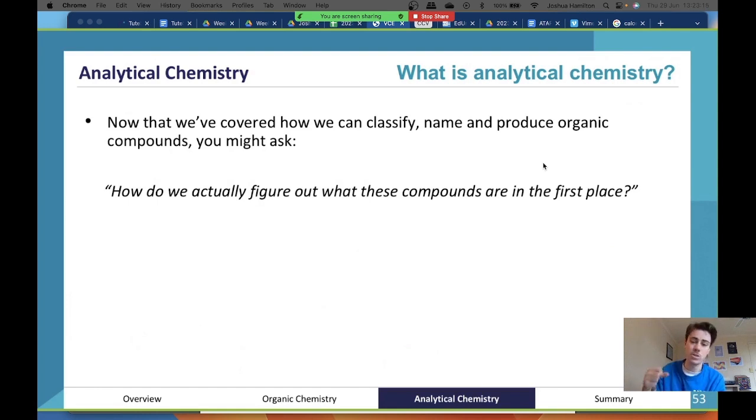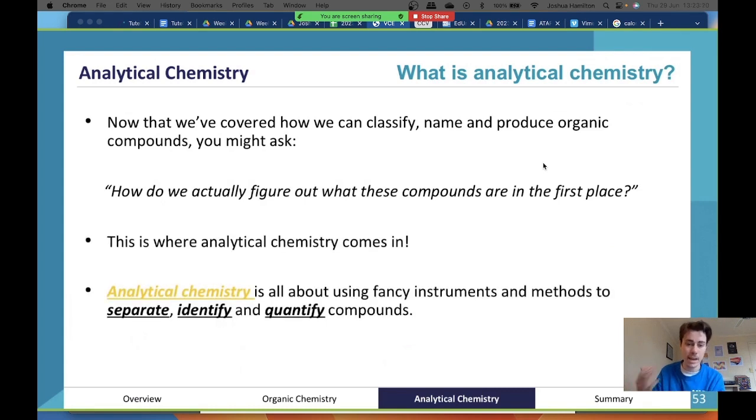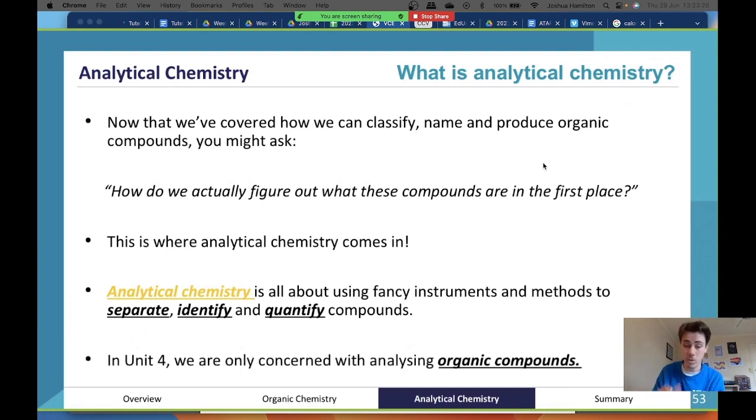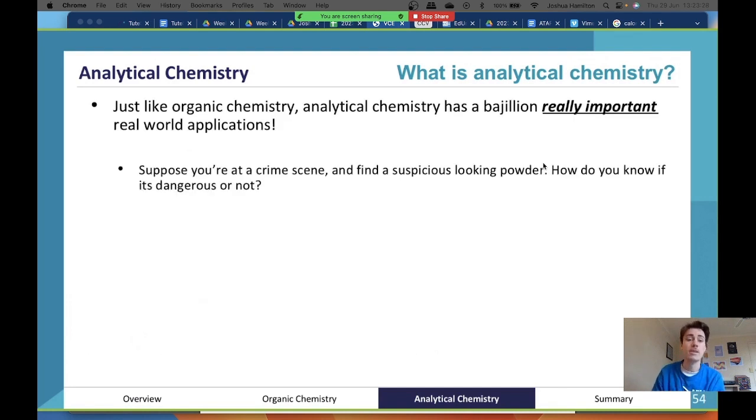So when you have a solution, you don't know what it is unless it's labeled. So how do we figure it out? This is what we do. Analytical chem uses fancy instruments to separate, identify, and quantify molecules. In Unit 4, we are only concerned with organic compounds. So just like organic compounds, chemistry has billions of really important real-world implications.